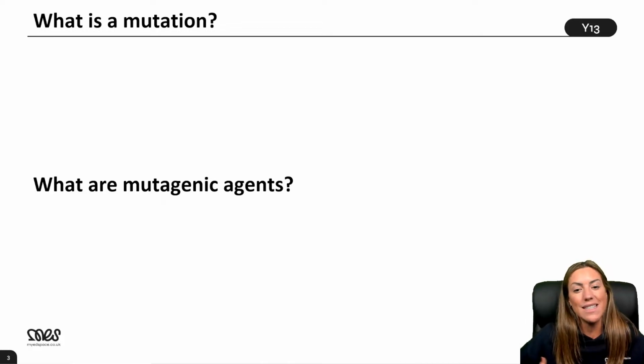So we're going to do what is a mutation, first of all. Now, a lot of this is year 12, but we do it again in year 13 and we go into more detail. We link it to cancer and how mutations can lead to cancer.